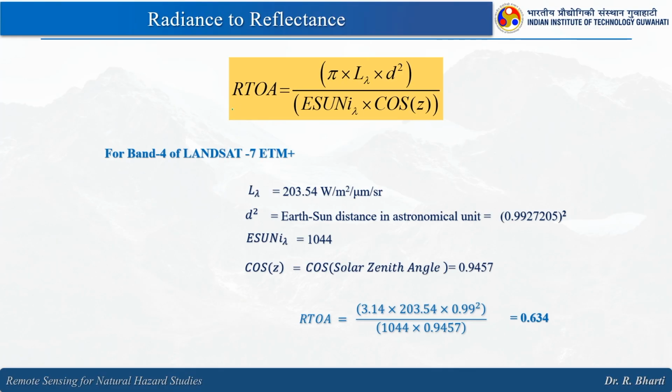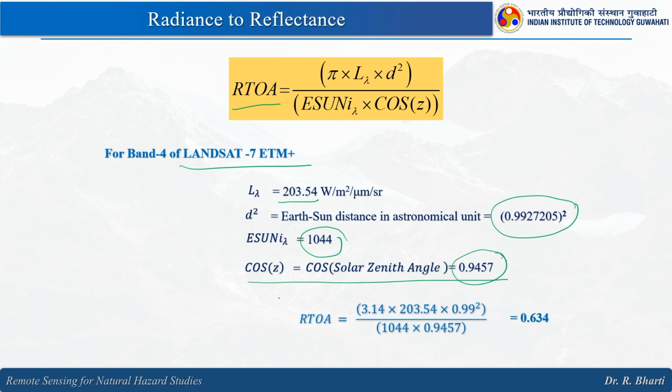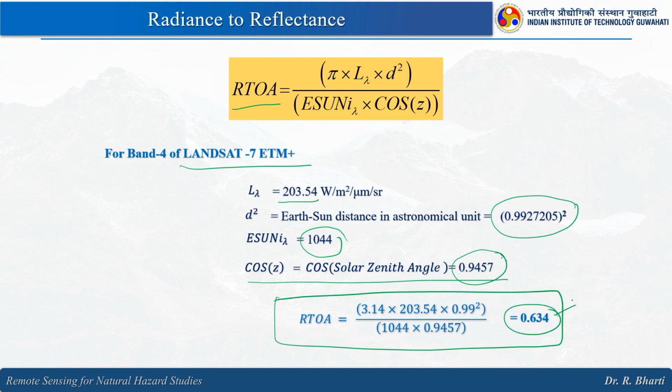Now, once we have those values with us, then we can go with this RTOA and then we can calculate the reflectance. So, here we are going to use this 203.54 watt per meter square per steradian, and d, that is 0.99 squared. ESUNI, we have referred to that particular table of Landsat 7 ETM plus, and then cos Z we have calculated using the solar zenith angle, and which is coming 0.94. So, using this, if we calculate, we are getting this 0.634. This is the reflectance value. So, this is the unitless value that we talked about, right.